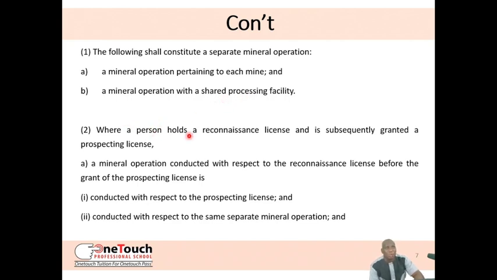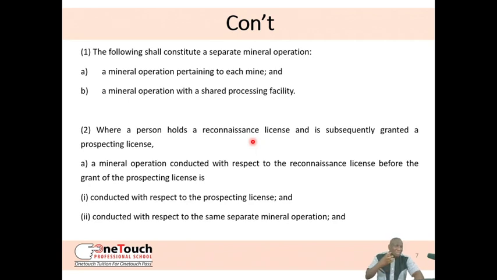Okay. Now, where a person holds a reconnaissance license. Now, the word reconnaissance means searching for the minerals. You know, before you can start the mineral operation, you must hold a reconnaissance license. And the reconnaissance license is a license given to you to first search for the mineral. So, where a person holds a reconnaissance license and is subsequently granted a prospecting license. So, note, before you are granted a prospecting license, you must first have the reconnaissance license. The reconnaissance license is a license given to you to search for the minerals.